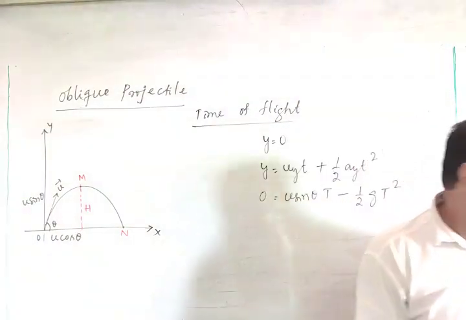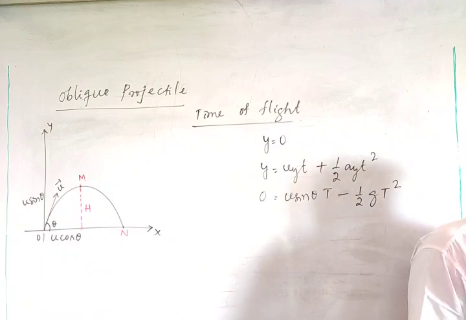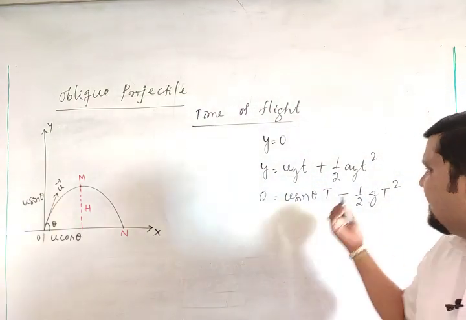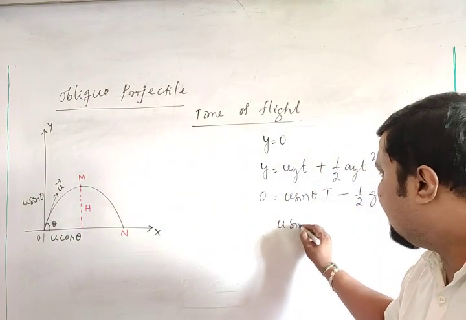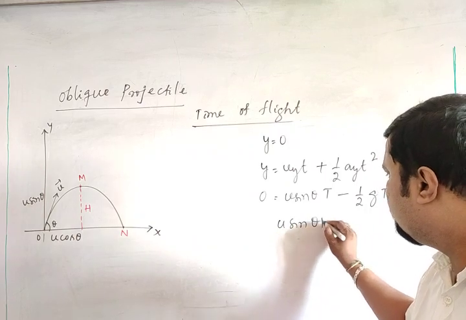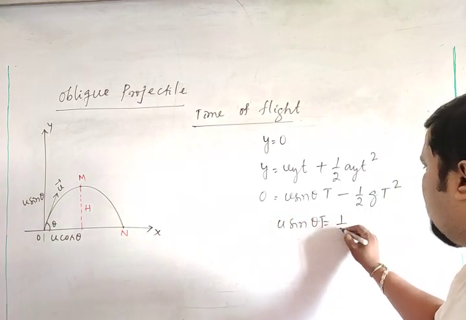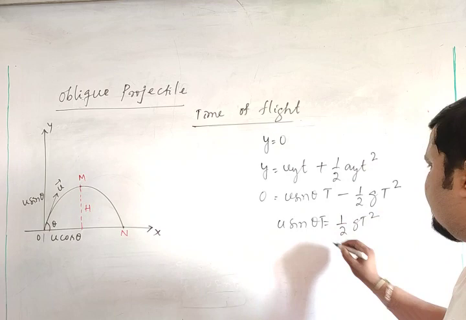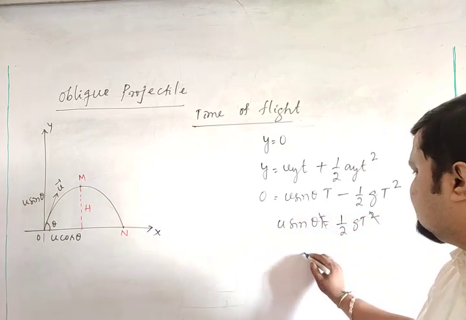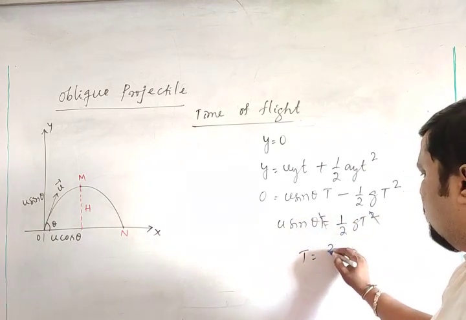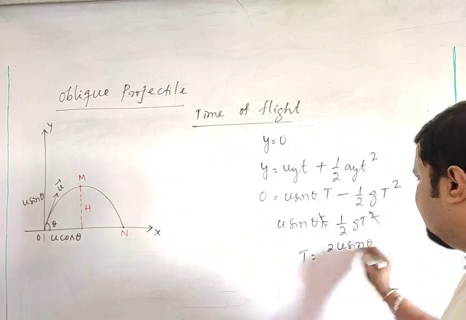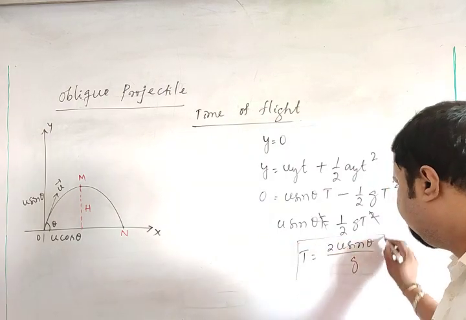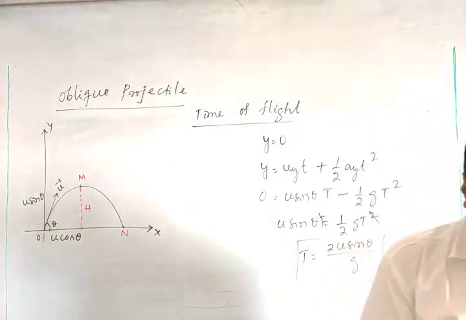So 0 is equal to u sin theta t minus half g t square. From here you get u sin theta t is equal to half g t square. So t gets cancelled, and T is equal to 2u sin theta by g. You can derive it like this also.